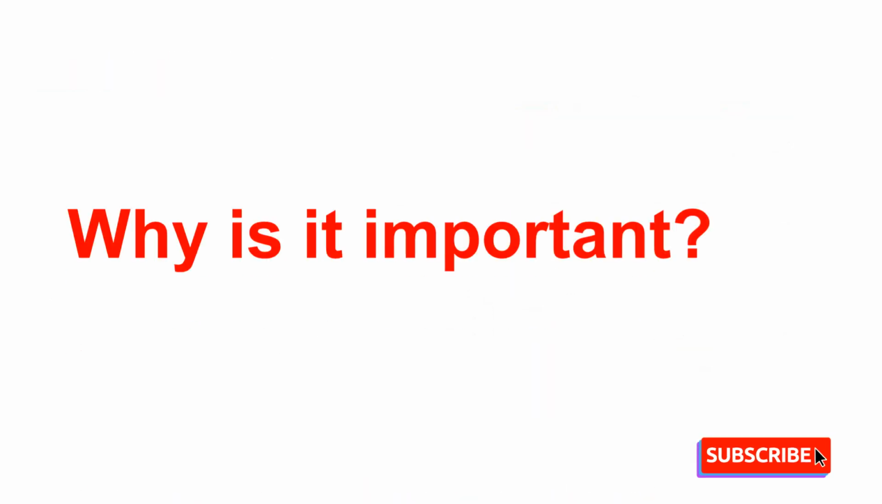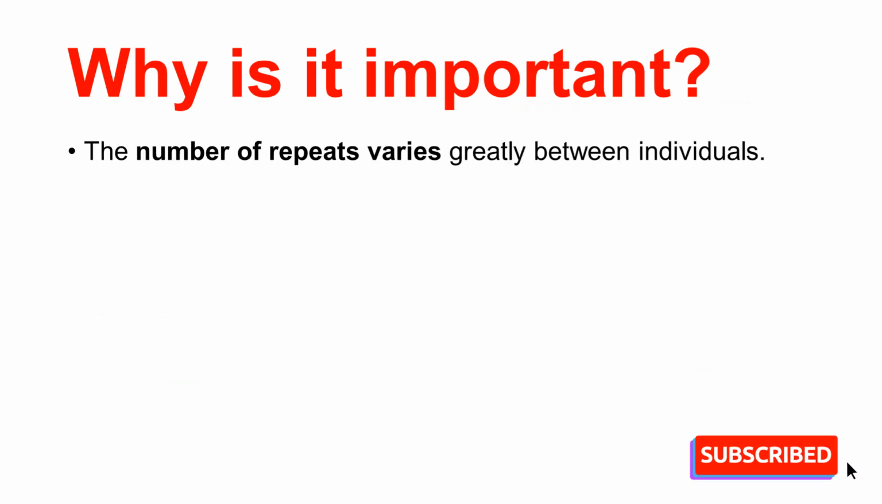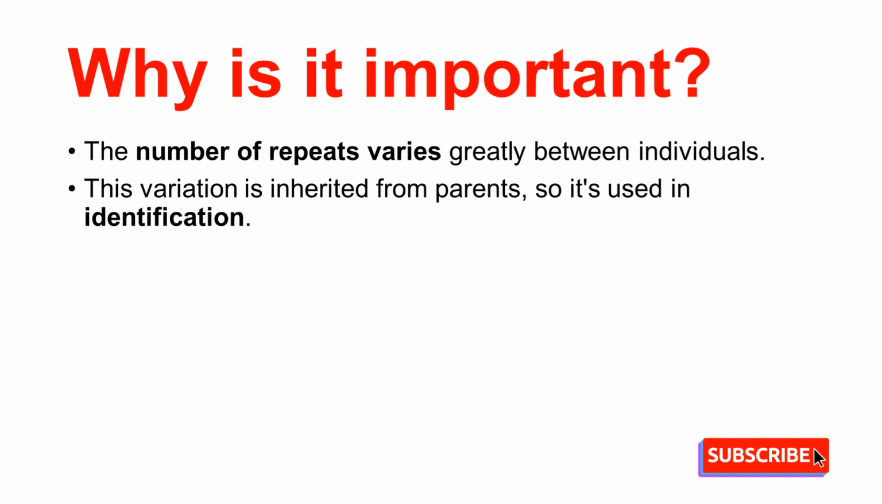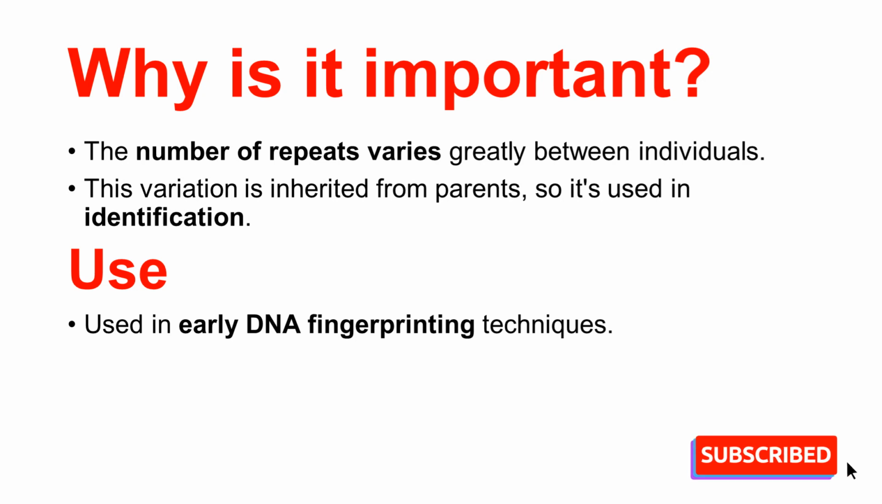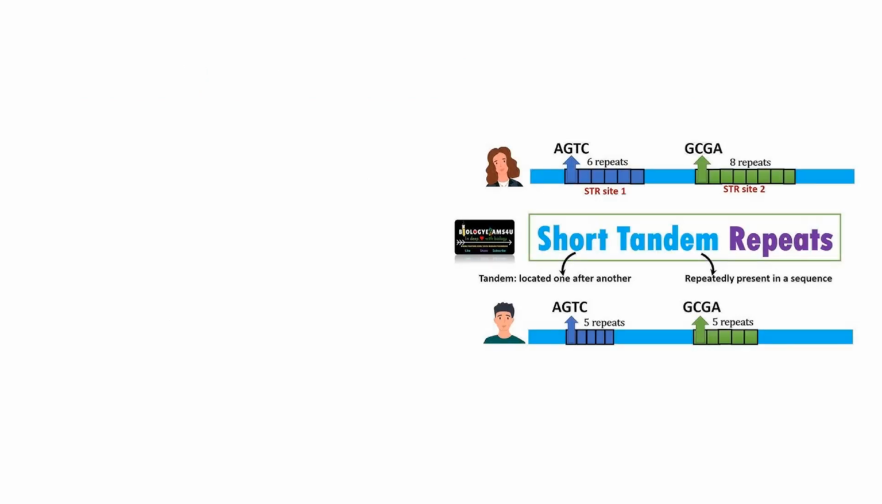Why is it important? The number of repeats varies greatly between individuals. This variation is inherited from parents, so it's used in identification. Used in early DNA fingerprinting techniques. Important in forensic analysis and genealogy.